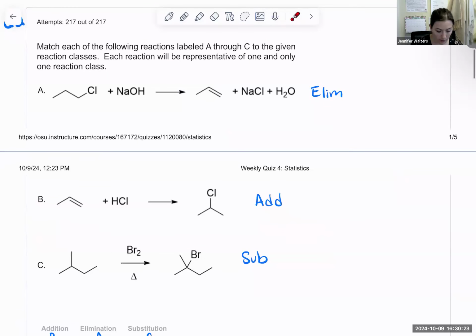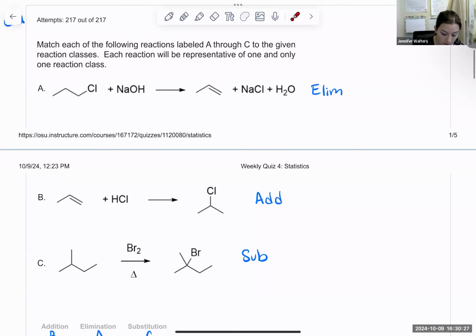Question 2. Match each of the following reactions to the reaction class. So reaction A, we see that it goes from no pi bond to pi bond. That is elimination. Reaction B is pi bond to no pi bond. That is addition. I go from having just hydrogen to bromine, so I'm swapping out functional groups. That is substitution.